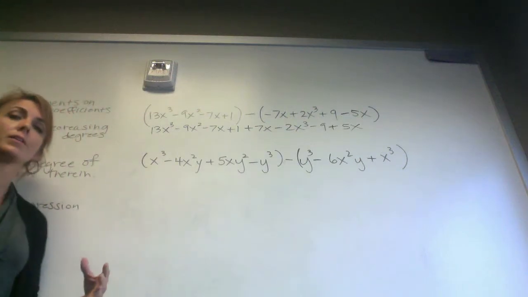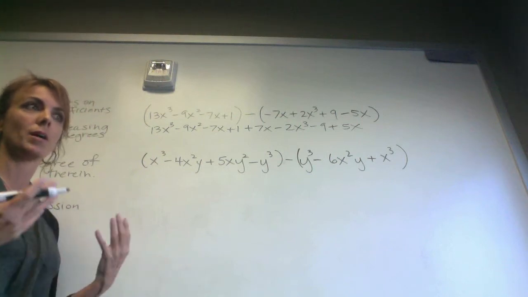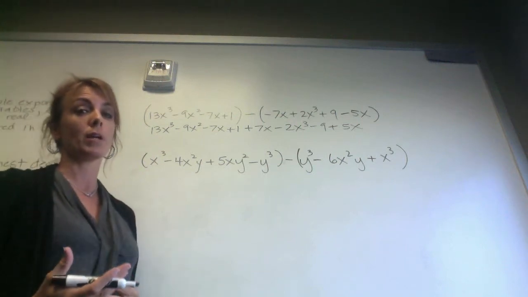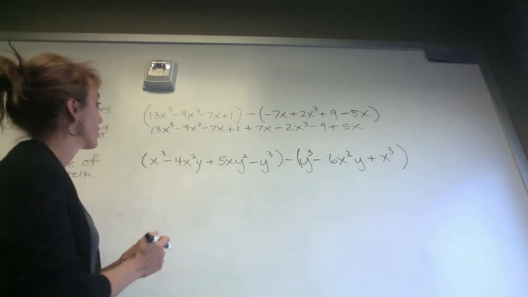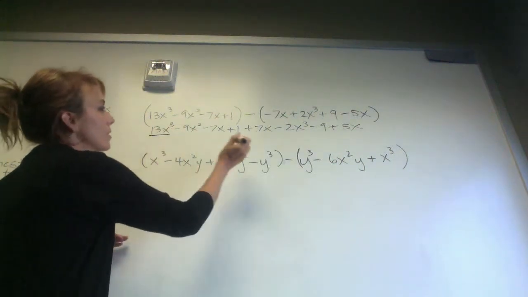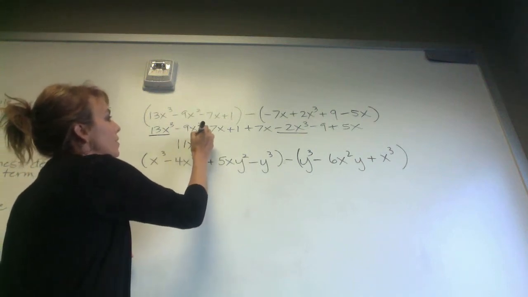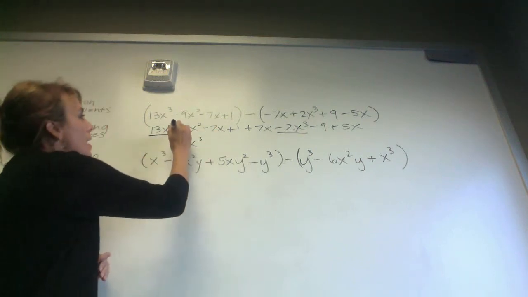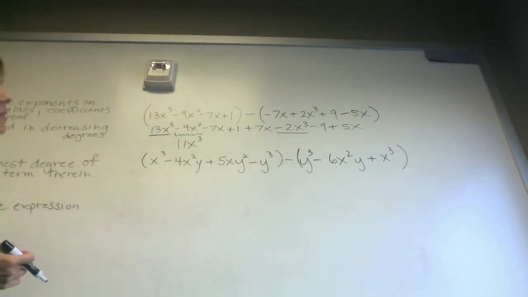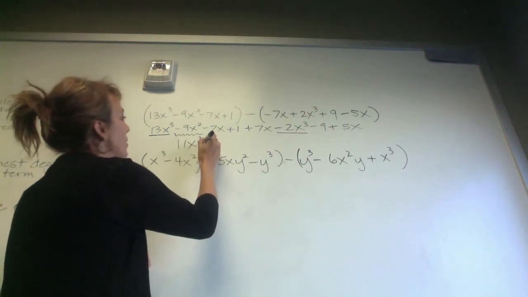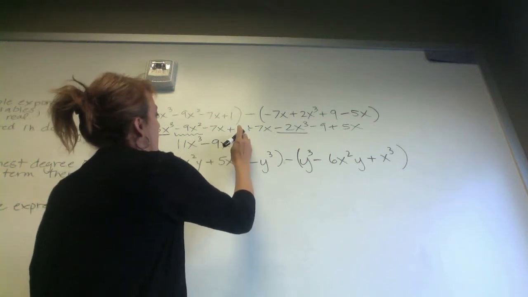Okay, so now what I want to do, I want to combine like terms. And I'm going to combine like terms and write in standard form in one step. Since I know that I'm looking for my highest degrees first in standard form, I'm going to look for my highest degrees first. I see a 13x cubed and a negative 2x cubed here. So that becomes 11x cubed. I see a negative 9x squared, and that's the only x squared term that I see. So I'm going to make that negative 9x squared right here.